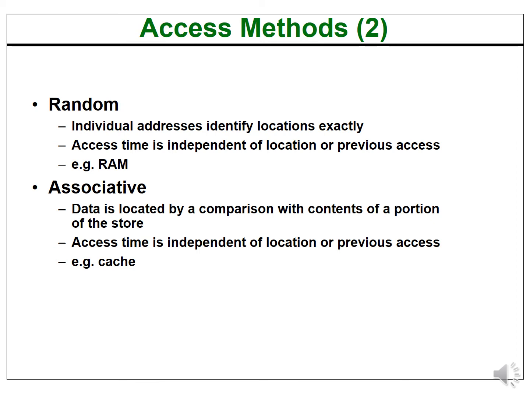There is yet another type of memory which is called associative memory, also called the content addressable memory. In content addressable memory, the data is located by comparison with the content of a portion of the storage. Here, the address is calculated on the basis of the contents of the memory. We'll come to it later. This is a little bit complicated type of memory. The example being the cache memory. When we talk about cache memory, it will become much more clear.